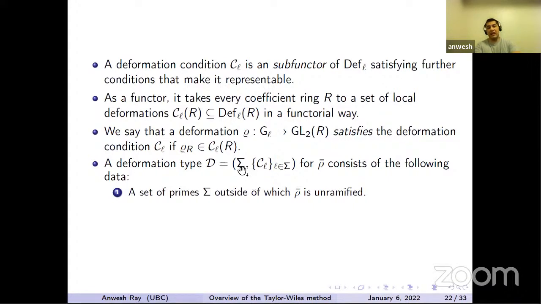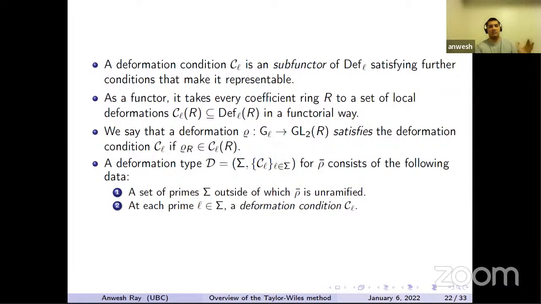Now, once you have this set of primes sigma, then at every prime in sigma we have a local deformation condition on top of that. So for instance, suppose your primes are 2, 3, 5, 7, and your rho bar is ramified at 2 and 3. It doesn't mean that you have to look at all deformations at 2 and 3. You can still specify certain local conditions at 2 and 3 at which rho bar is ramified. So for instance, you can prescribe what's called the minimal deformation condition, or you can prescribe some other deformation condition. You can allow for all deformations. So C_L, for instance, could be all of Def_L, or it could be something smaller.